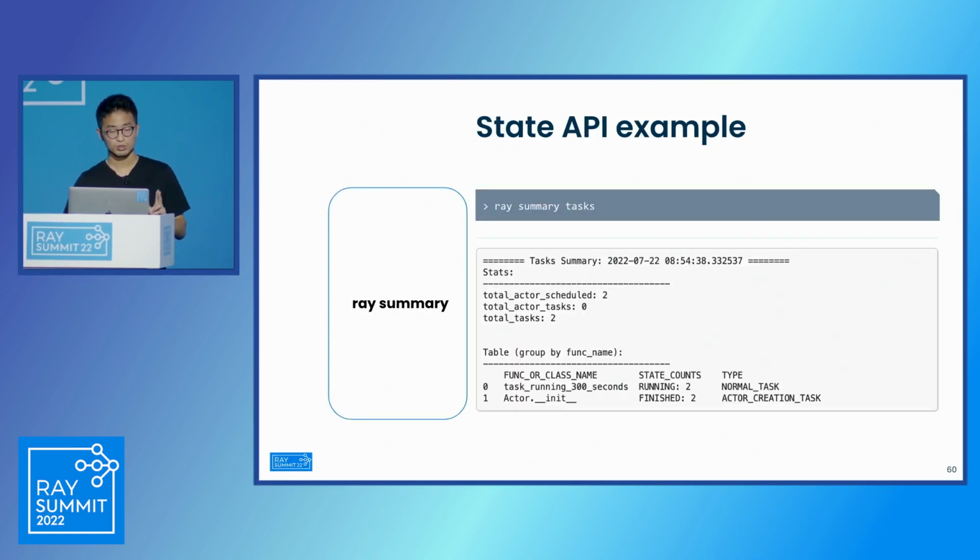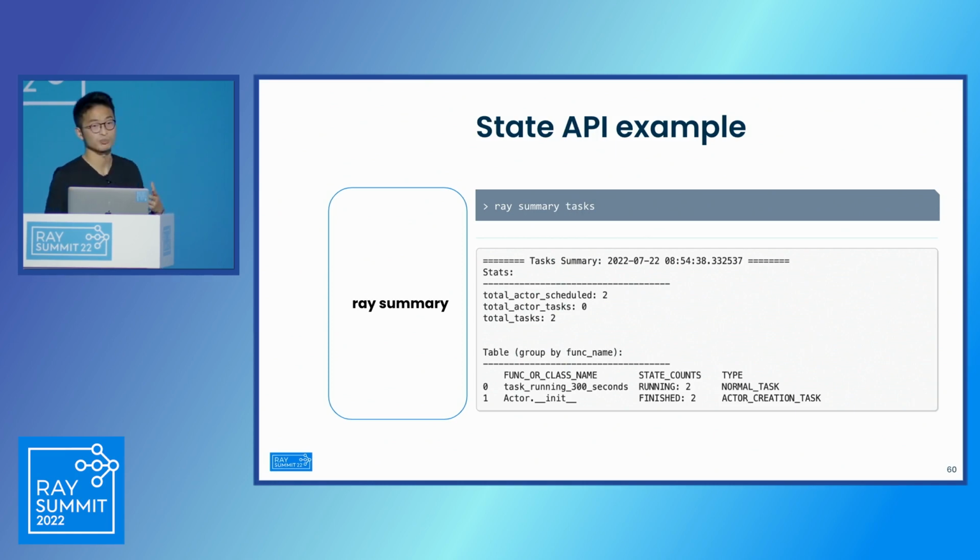So one of the first group of APIs are the summary APIs. The summary APIs are what you probably use as the entry point for your debugging, right? So you could probably run it with watch every 2 seconds. You could fetch it. This gives you a high overview of your states in the Ray program, right?